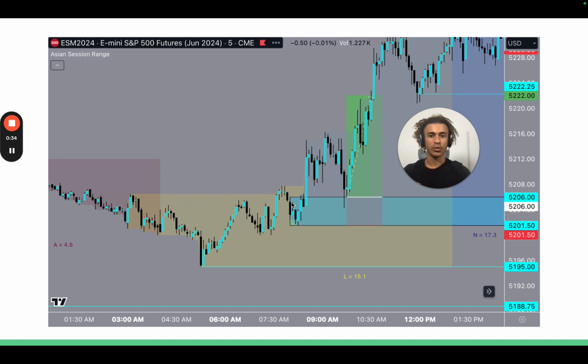So I made a zone right here off of the New York Open. This was the first 15-minute candle of the New York Open. I made a demand zone because price had a reaction to the upside. So this is a demand zone off of the New York Open.